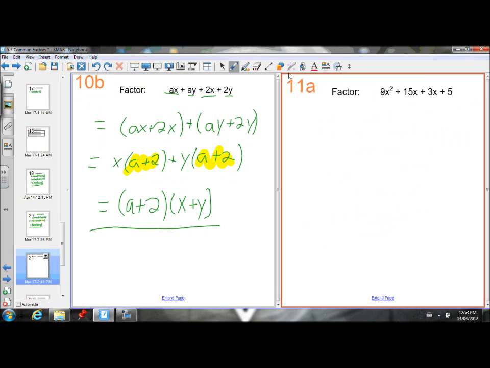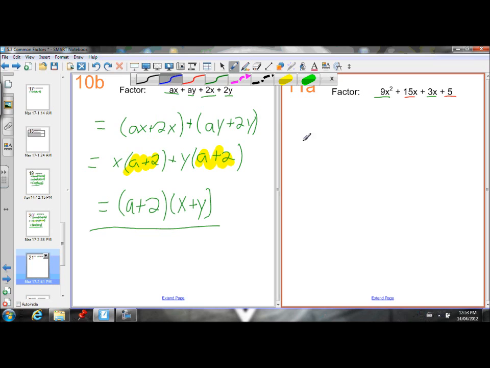Now let's try another one. So we have 9x squared plus 15x plus 3x plus 5. In order to factor this, you'll notice that there's nothing that all of these terms have in common to factor out. But if we group them into two groups of 2, we should be able to do some work. The 9x squared and the 3x have a 3 and an x in common, so we could factor those. We can put those as a group. And the 15x and the 5, we could common factor a 5 out of those two.